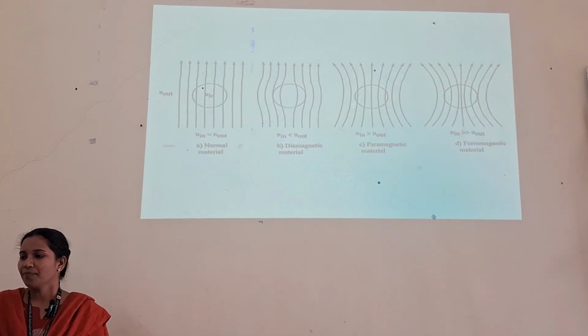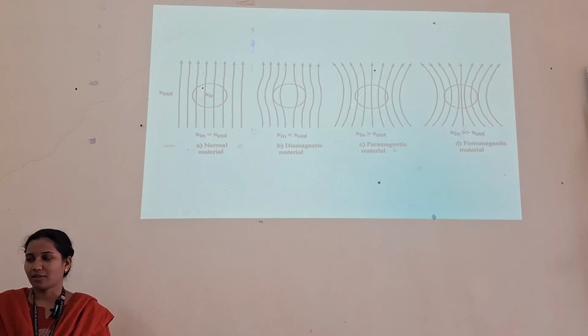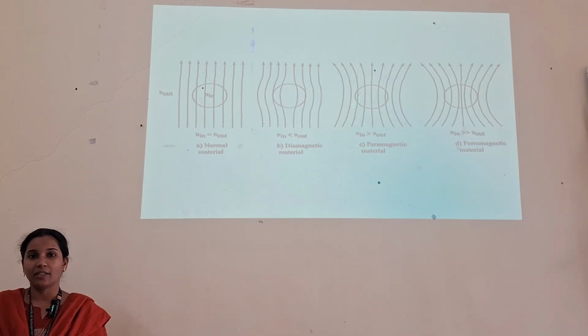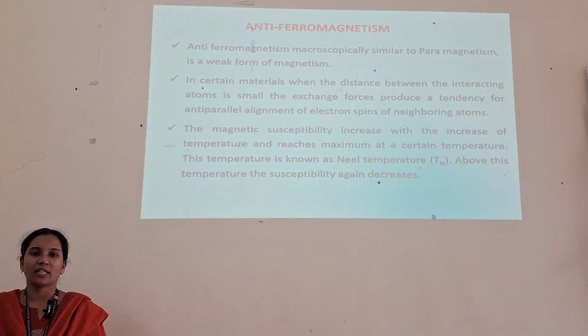And you can see here, B in is equal to B out, which is a normal material. If B in is less than B out, it is a diamagnetic material. B in greater than B out is a paramagnetic material. B in much greater than B out is the ferromagnetic material. Next one, the last one, is antiferromagnetic material.